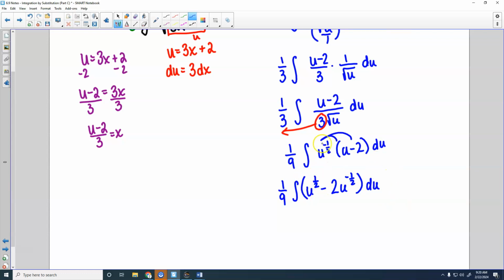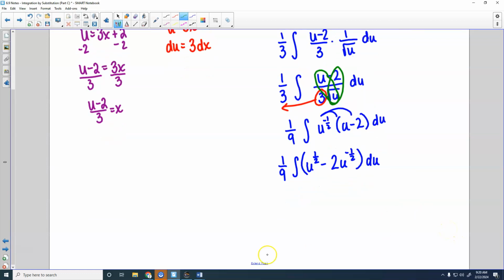What's another option besides using those negative exponents? You can also split the fraction, because you just have one thing on the bottom. Those are both options there. Okay, questions so far?